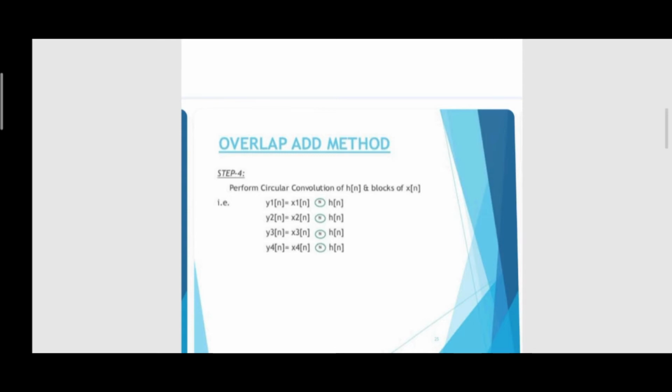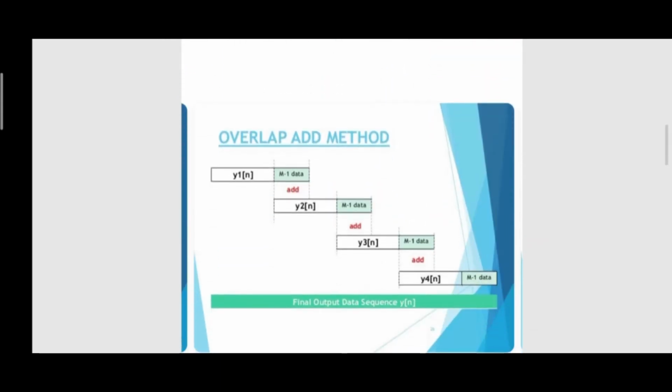So y1 of n is equal to x1 of n circular convolution h of n. Likewise, y2 of n is equal to x2 of n circular convolution h of n, and y3 of n is equal to x3 of n circular convolution h of n. Likewise, y4 of n is equal to x4 of n circular convolution h of n. So in this overlap add method, in the last we can find y1 of n, y2 of n, y3 of n, y4 of n from these convolution outputs.